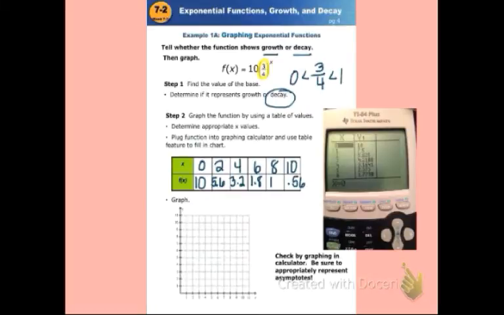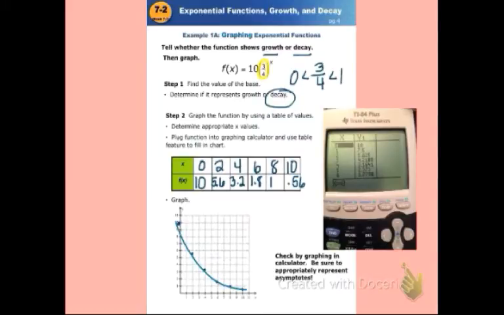So if we plot these points on the graph, at 0 we would plot 10, at 2 about 5.6, so we could approximate that right around here. At 4 it's about 3.2, maybe right in there. At 6, 1.8, so just below 2, maybe right about there. And then at 8 it's 1, and at 10 it's a little bit over a half, so maybe right in there. And then to connect them, they're actually going to make a curve, so maybe something like that.